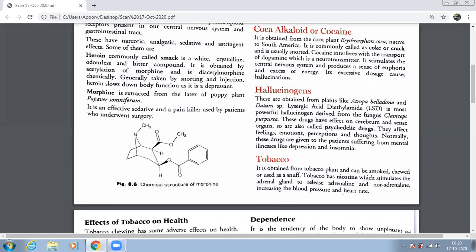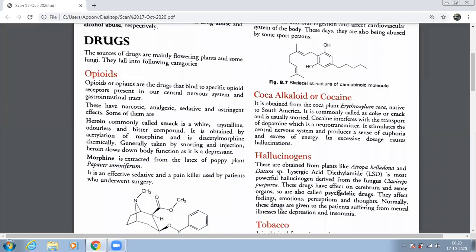Let's talk about the third one. What was the third one? Very quickly, what was the plant? Erythroxylum coca. Erythroxylum coca, which is a native of which place? South America. It interferes with which transmitter? Dopamine.